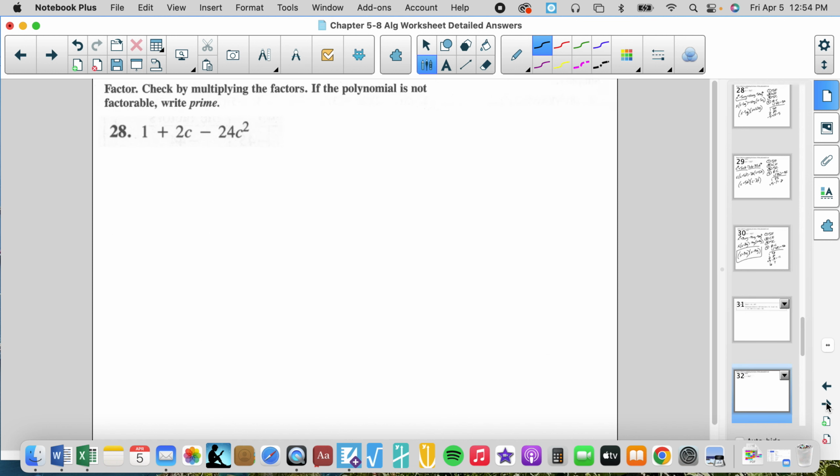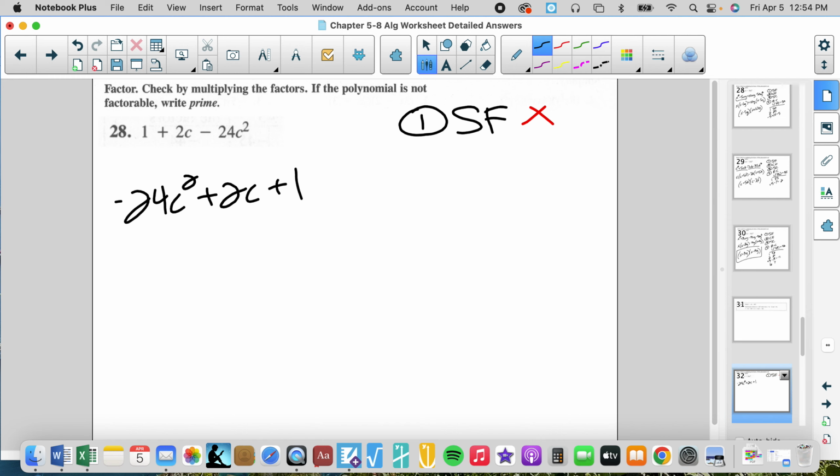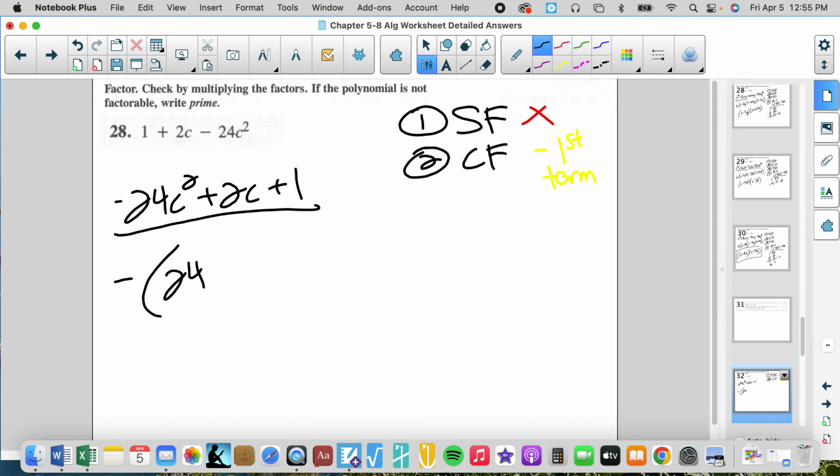All right, this time they give it to you not in standard form, so this will be fun. So no on standard form, so let's rewrite in standard form. And something interesting is going to happen here. When we see a common factor, we can't have a negative as first term. So we have to factor out a negative. I have to take out a negative from this. So that becomes 24c minus 2c minus 1. So now I am just factoring this trinomial.